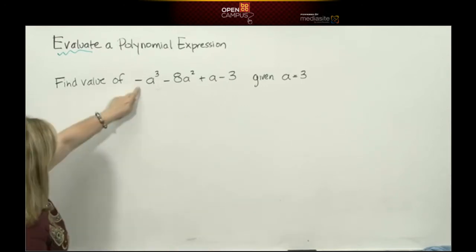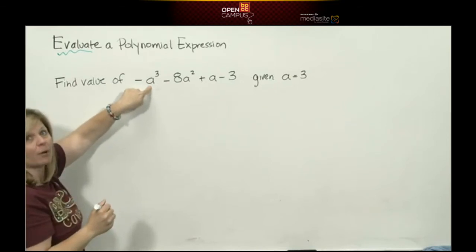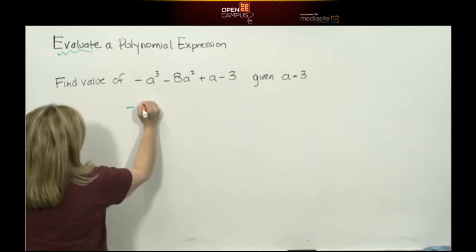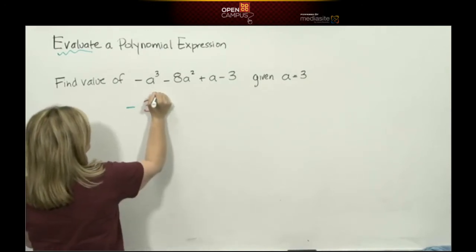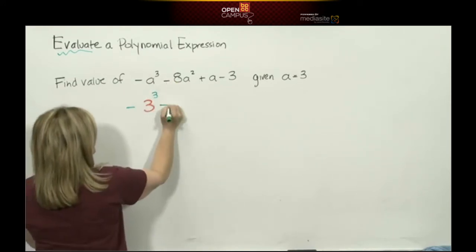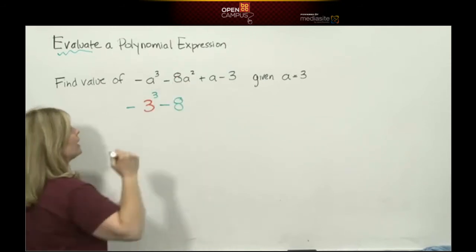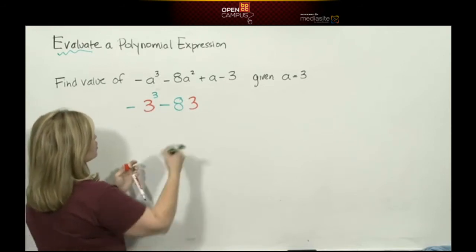So here we go. That negative stays. Oh, here's the A. I'm going to replace it. What am I replacing it with? 3. And then I'll bring down the cube. And I keep going. I'll bring down the negative. I'll bring down the 8. Up there's another A. What am I replacing it with? 3. And then I'll bring down the square.